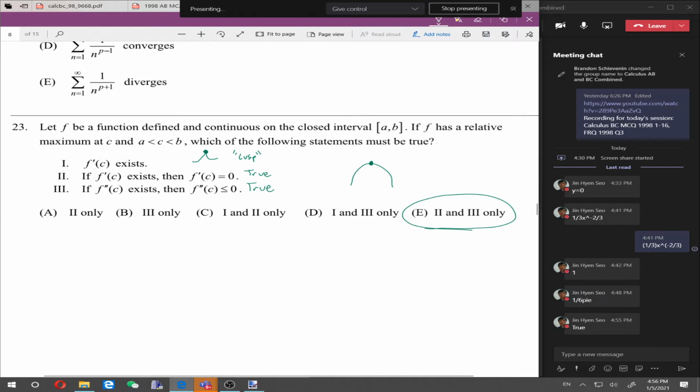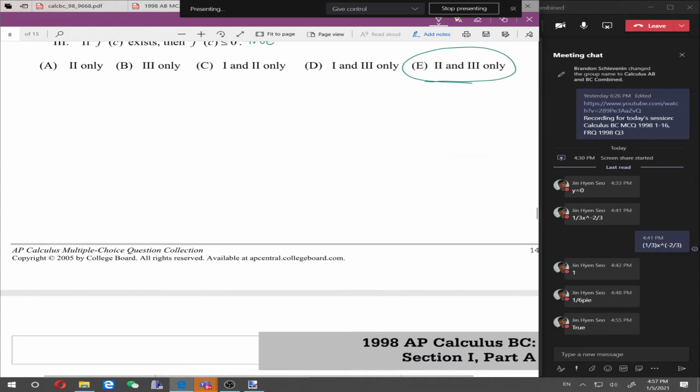What if the graph was like the example you drew for number 1? If our second derivative exists, then it can't be. Okay. So if they didn't have this extra part, then number 3 would be false. If they didn't have this extra part, then number 2 would be false. Okay, good question though.